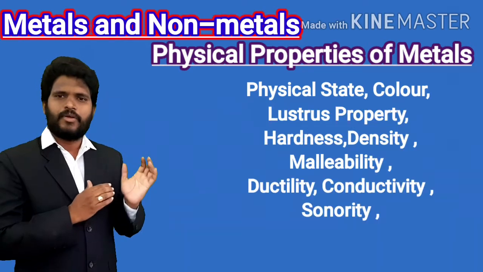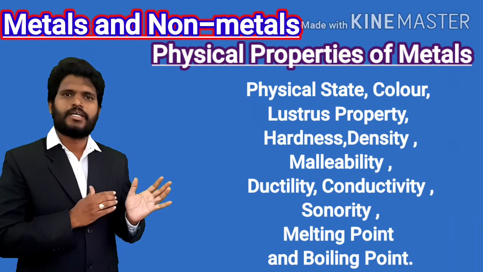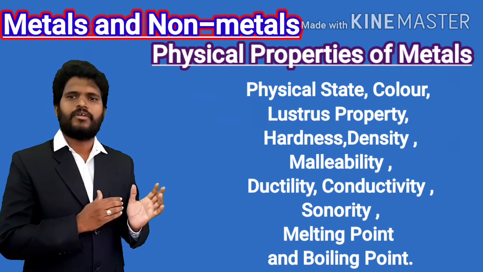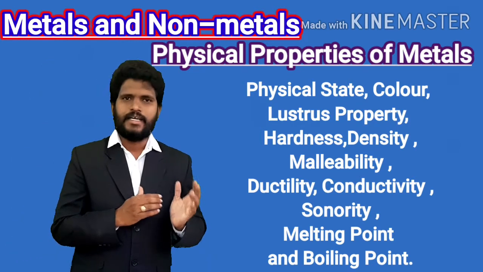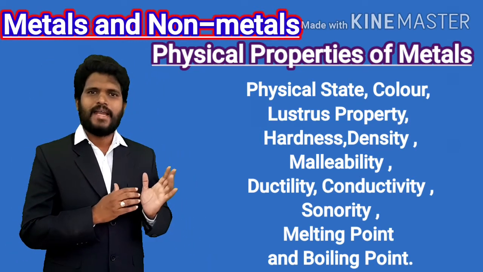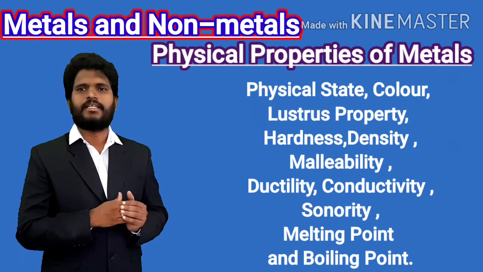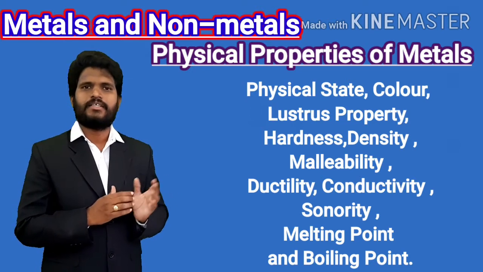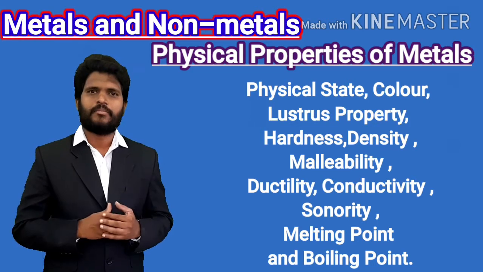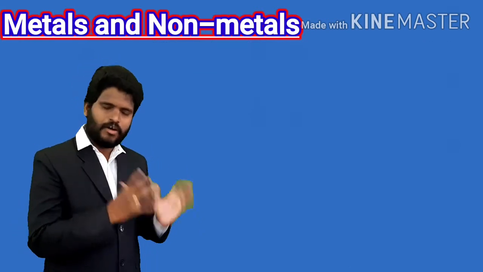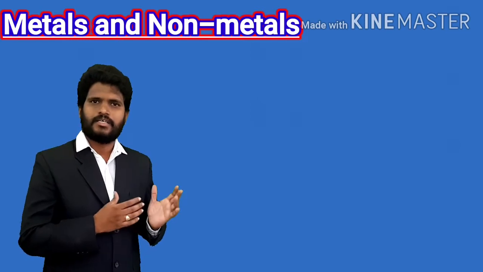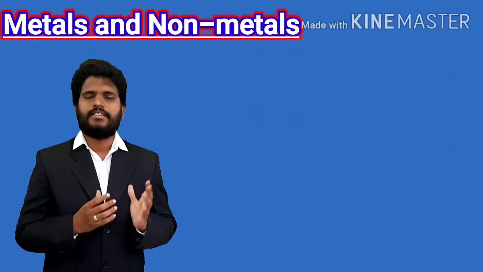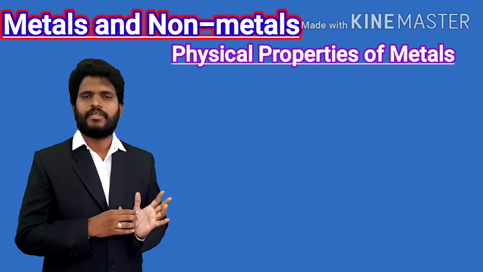Number 1, state. Number 2, color. Number 3, lustrous property. Number 4, hardness. Number 5, density. Number 6, malleability. Number 7, ductility. Number 8, conductivity. Number 9, sonority. Number 10, melting point and boiling point of the metals. Right? We discussed all these points in the last class. Today we are going to discuss in detail these physical properties of metals.